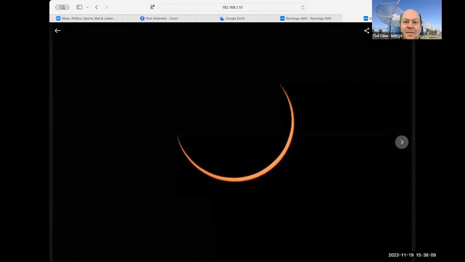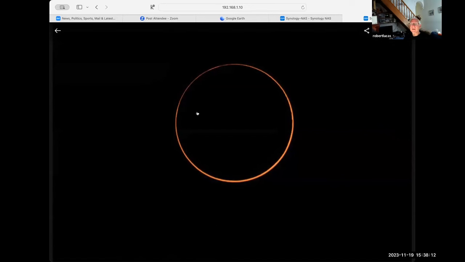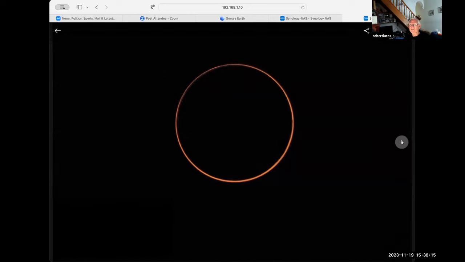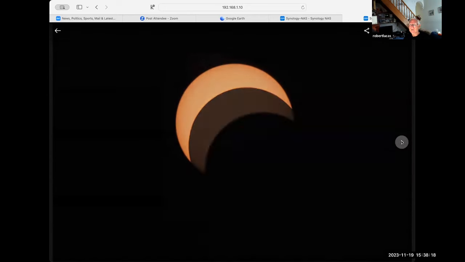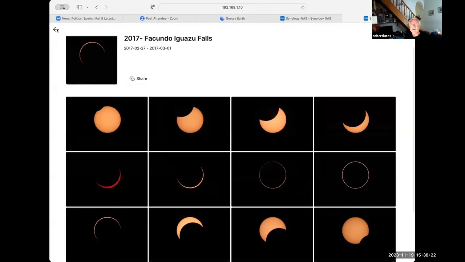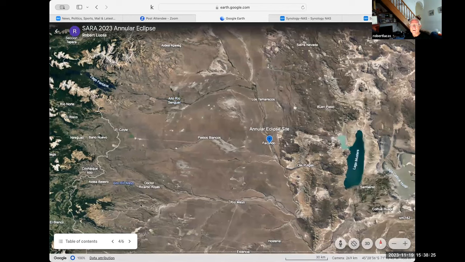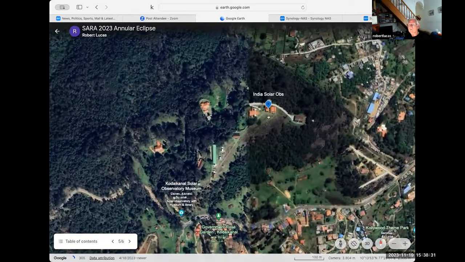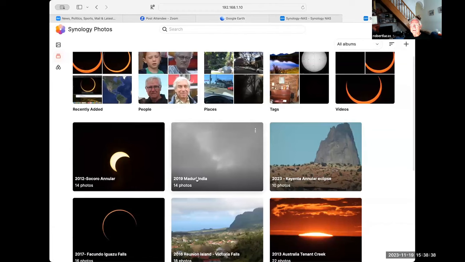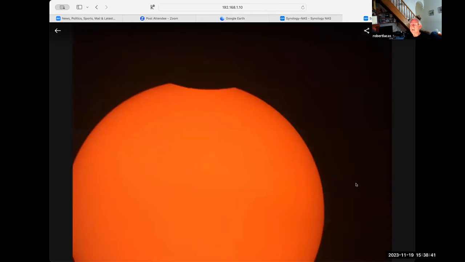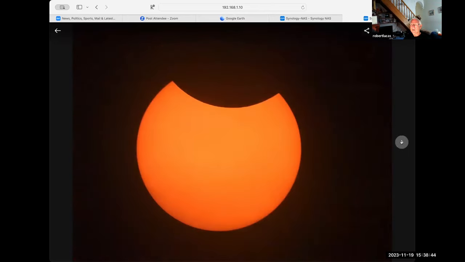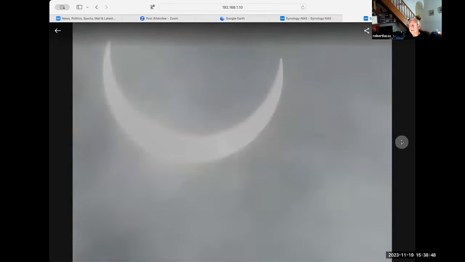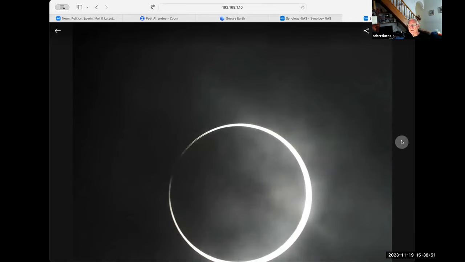What continent are we on now? South America. And you can see here's some more Bailey's beads, the things everybody likes to take pictures of. To the Solar Observatory in Madurai, India. It started out reasonably well, and then the clouds moved in. So we take the filters off, and through the clouds you can see there's these Bailey's beads again.